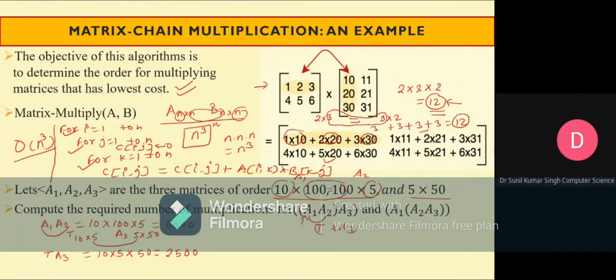So for computing A1, A2 it is 5,000, and for TA3 it is 2500. So for computing this whole expression, A1, A2, and then A3, how many multiplications are required? We can add these two, so it will be 7500. Now let's look at this one. This is the first case, and this is the second one. So let's talk about the second one.